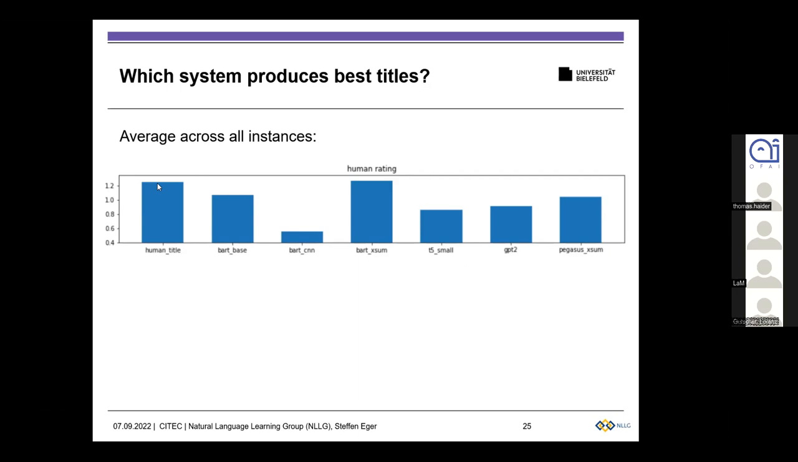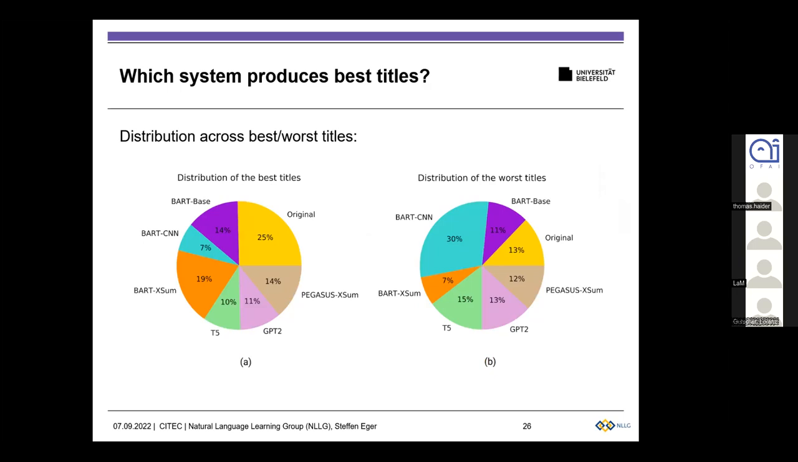So this is a partial or preliminary answer to our first research question. Can we get an automatic system that's producing better titles than our humans? And here the answer would be at least tentatively yes. But then we look a little bit more into the issue and we look at the distribution of best and worst titles. If we look at the distribution of best titles, we find that 25% of the best titles are actually the human titles. And this is also the highest number.